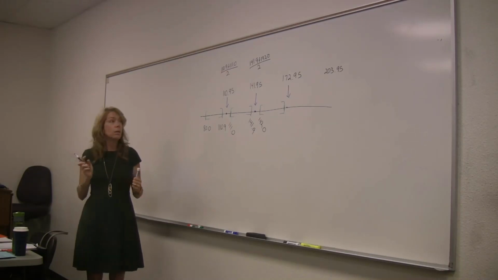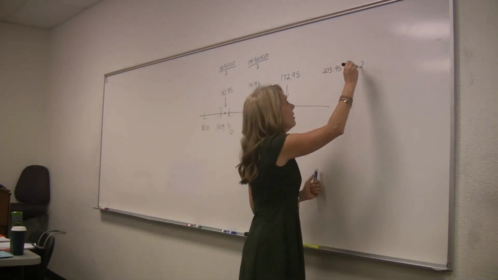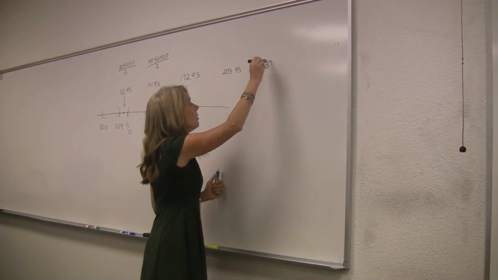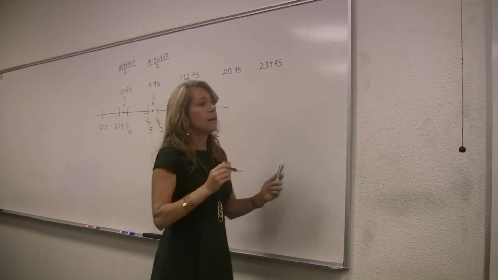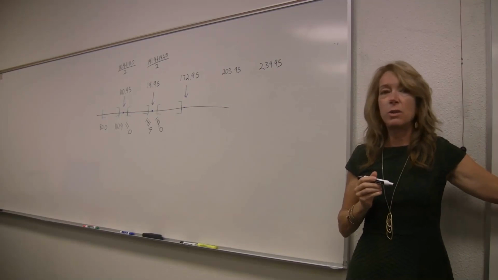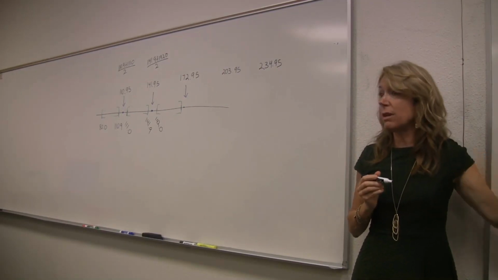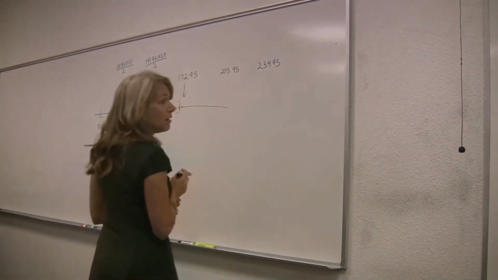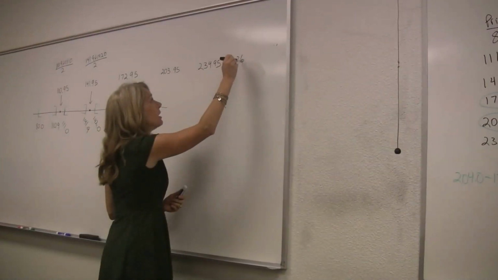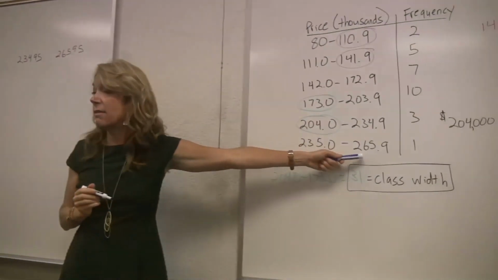Questions? How do I know when to stop? When you start to go over... Say that again? The highest limit. Yeah, look at my highest limit. My highest class limit is 265.9. So as soon as I get past that one, then I'll be in my last boundary. So am I there yet? I don't know. I'm almost there. If I add 31 to this one, that's 265.95. So I just went past this guy, so that's how I know where to stop.